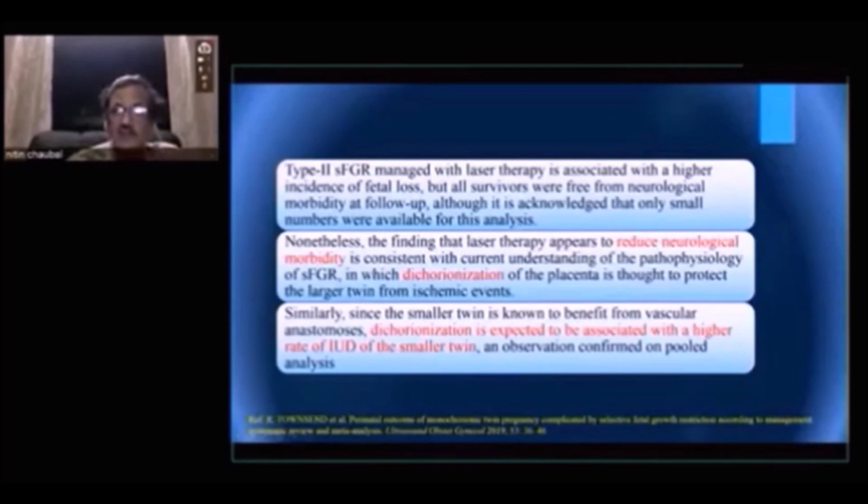And this, of course, reduction in neurological morbidity is because you have made a placenta into a type 1. And here, there is a very high chance of losing the smaller fetus because the advantage which the smaller fetus had because of anastomosis is lost. So basically, once you have done a dicoagulation, the fetus which was getting its aid from the larger fetus, this aid is stopped and you can land up with an IUD. So this we have to keep in mind.